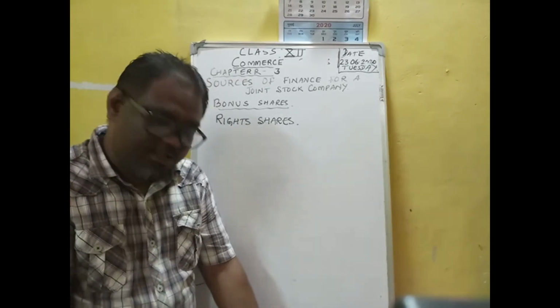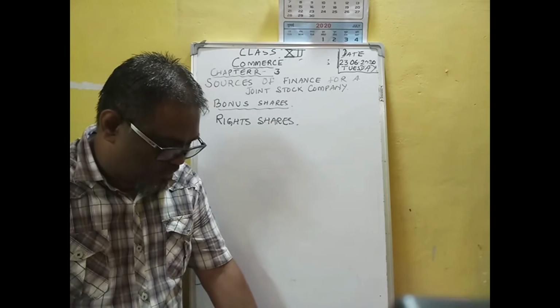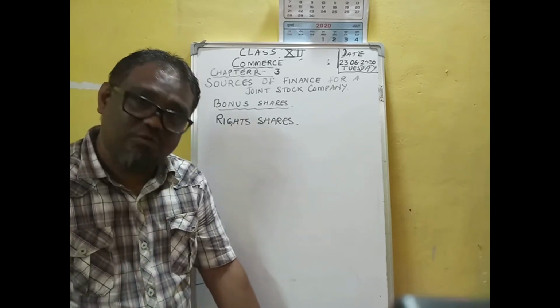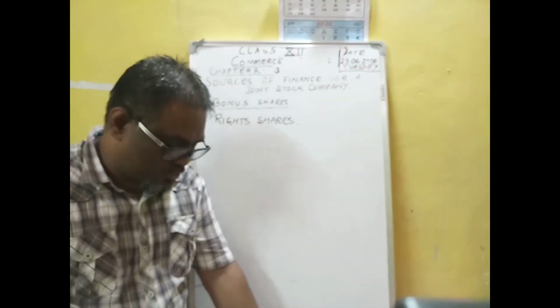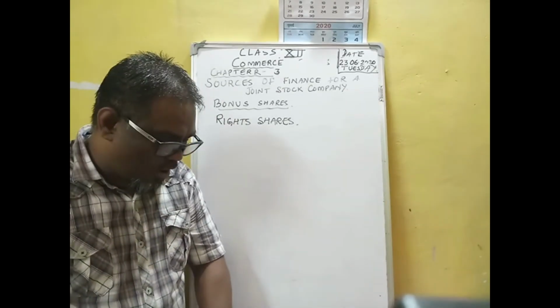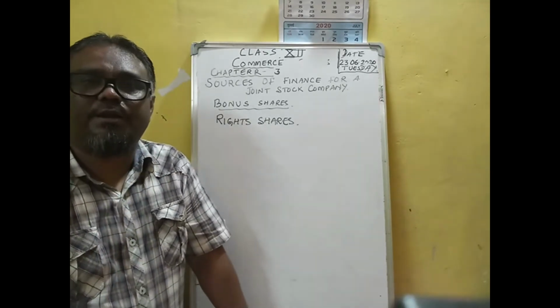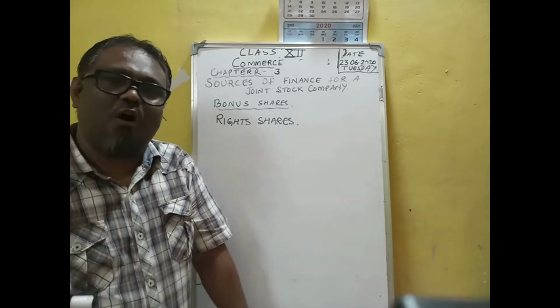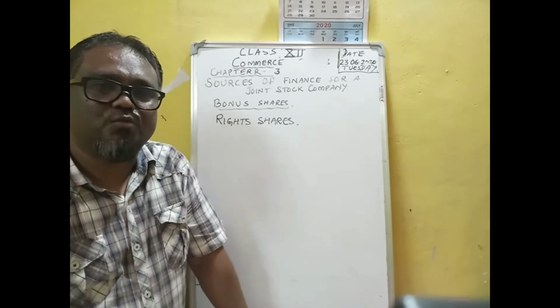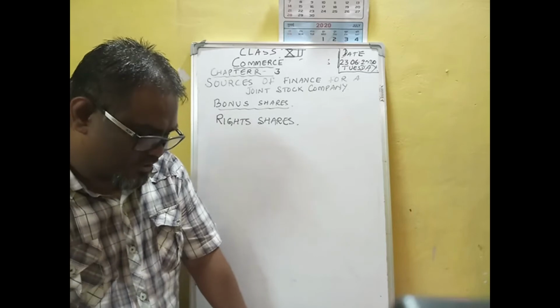Where a special resolution is passed by the company in the general meeting, the shares need to be offered to the existing shareholders. There must be a special resolution. If all the existing shareholders decline the offer, then only the company can go to the market to sell these shares. So this is rights shares.